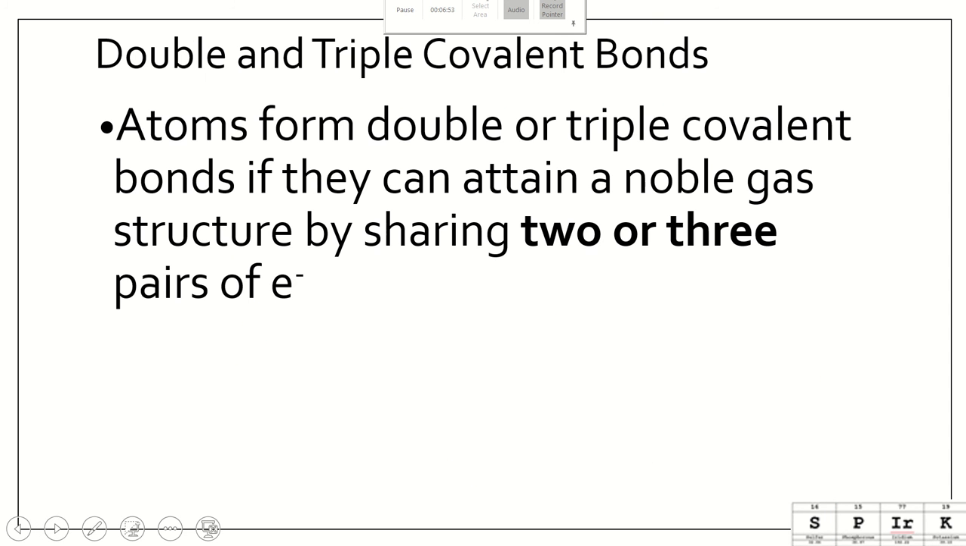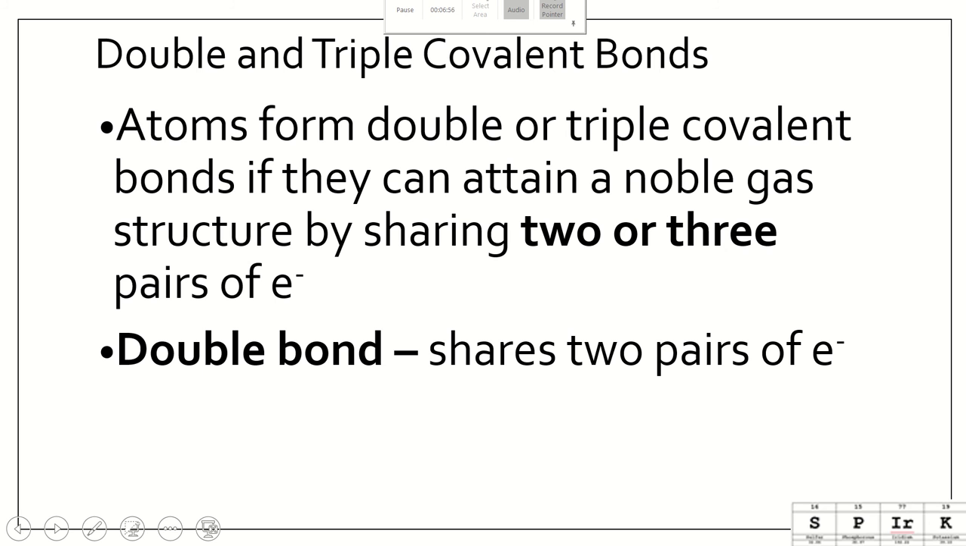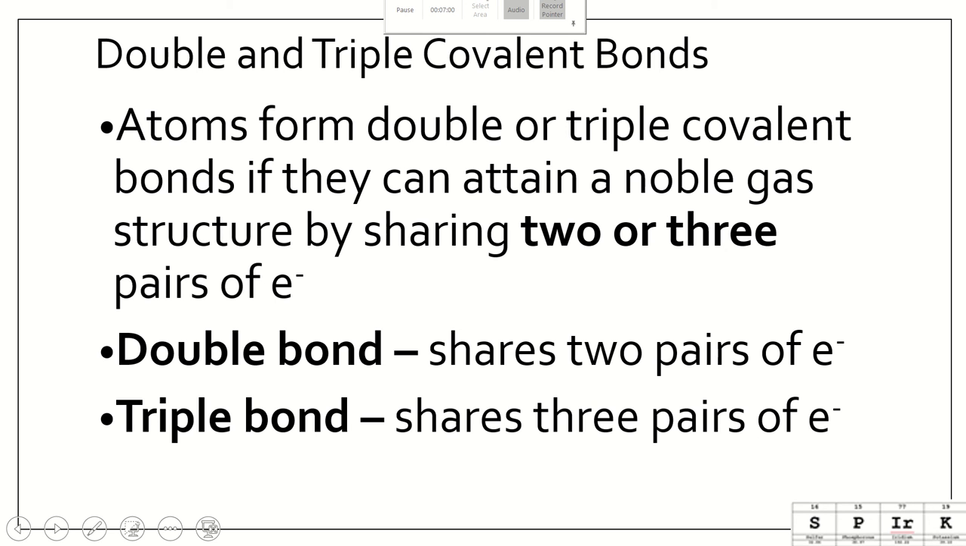Okay, so sometimes we can have double or triple bonds depending on if they need more electrons or not. A double bond looks like an equal sign and is made of 4 electrons. And a triple bond is, you guessed it, 3 lines, 6 electrons.